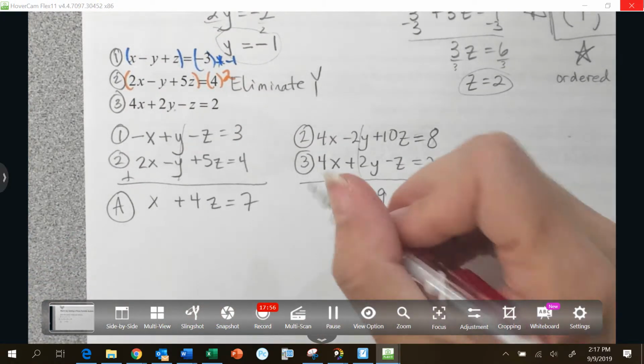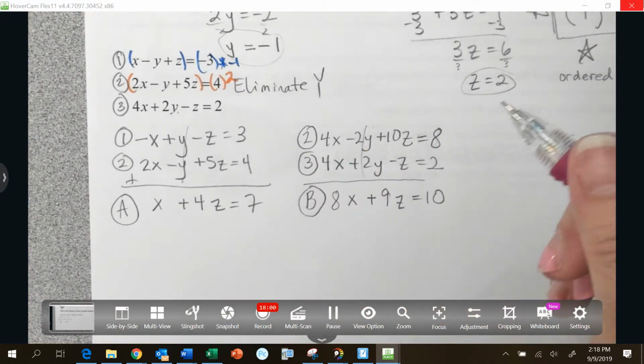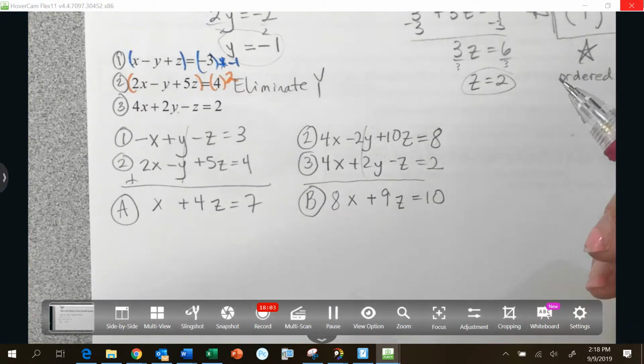Did you do the second equation by 2 so that the -2 and the plus get lost? That's exactly why I did it.